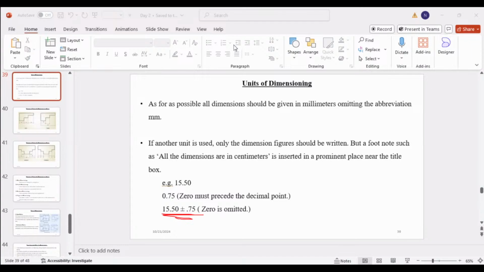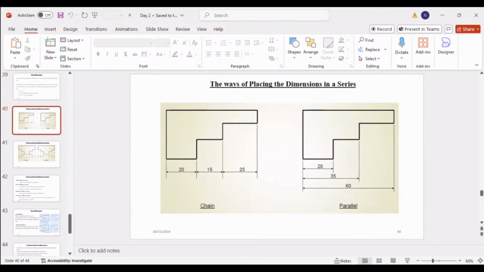Okay, thank you. So that is about the units of dimensioning. Then let's look at the ways of placing the dimensions in a series. මේ වගේ ඔබ්ජෙක්ට් වල dimensions ලියන විදි තියෙනවා. හරි? එක එක තැන් වලින් එක එක හිතන විදිහට අපිට dimensions ලියන්නත් බෑ. ඒකටත් standard එකක් තියෙනවා. So first one is a chain one.